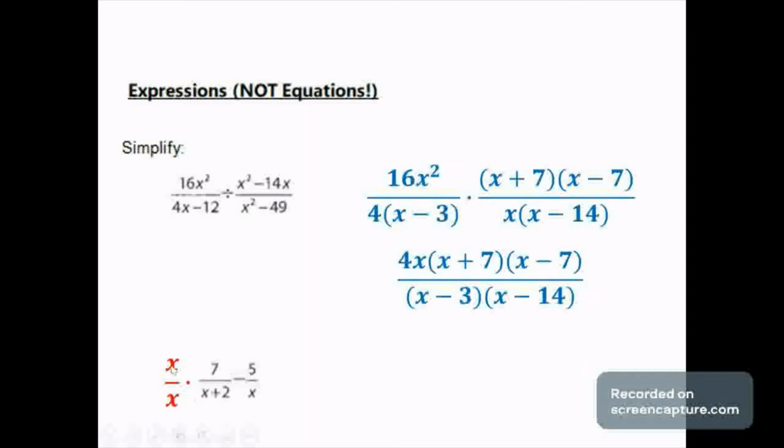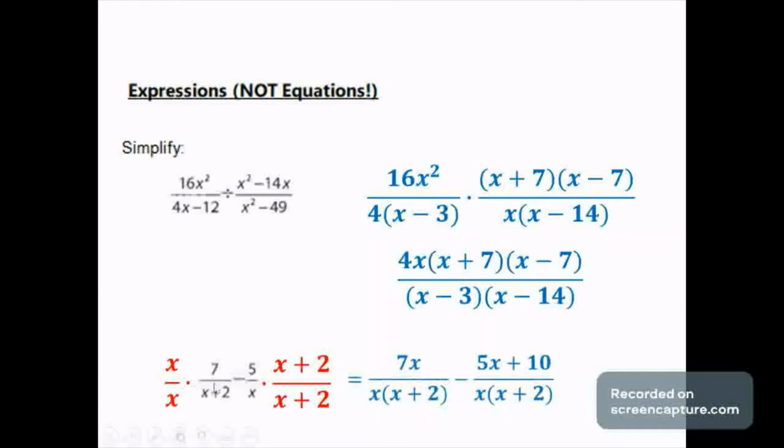It doesn't have an x, so I'm multiplying by x over x. Over here, this denominator has an x, but it does not have x plus 2. So I'm going to multiply by x plus 2 over x plus 2. Again, these are just versions of 1, so we can do this without actually changing what we have. Let's multiply. That equals here 7x, and here x times this gives us this denominator, which is that common denominator we're working towards. Over here, 5 times x and 5 times 2, so we have 5x plus 10.